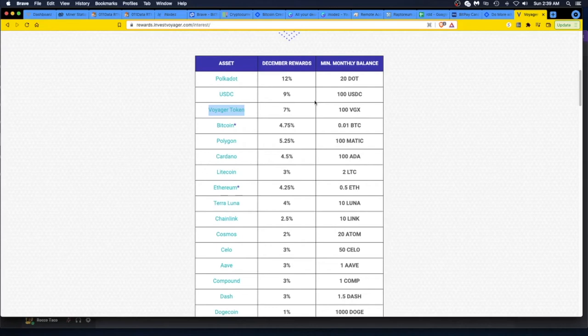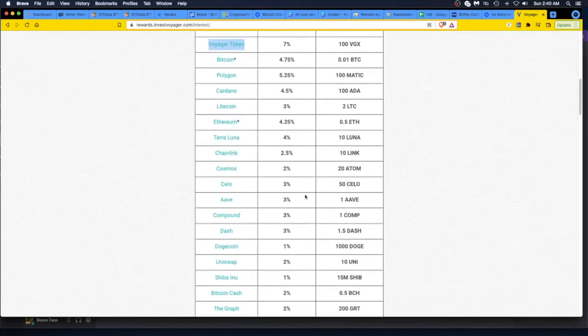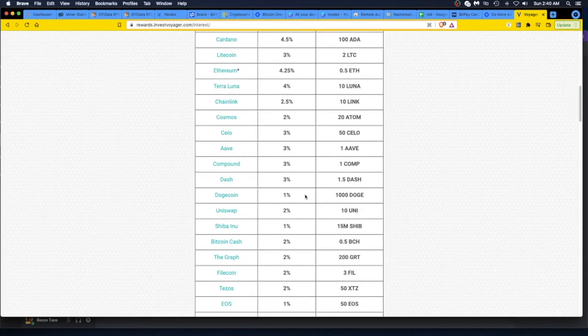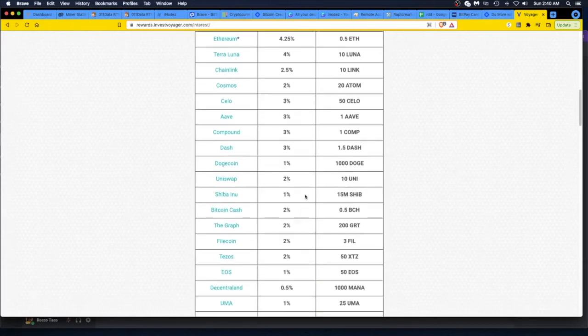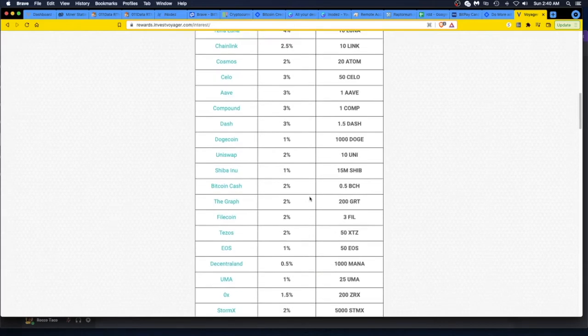And what's the next one? Bitcoin. I get 4.75 base plus the 0.5% reward. So whatever that is, add that up. 5.25% for my Bitcoin being held. And you have to have a minimum of 0.01. Litecoin, I get 3%. Ethereum, I get the 4.25% plus the boost. And so on and so on and so on. BAT, I get a percentage. And here's all the stuff. You can go through yourself.